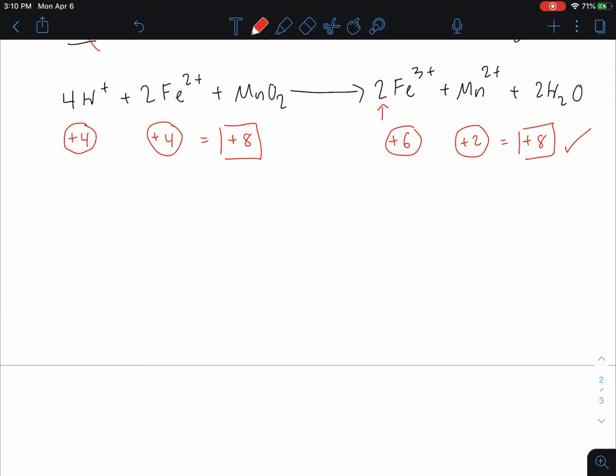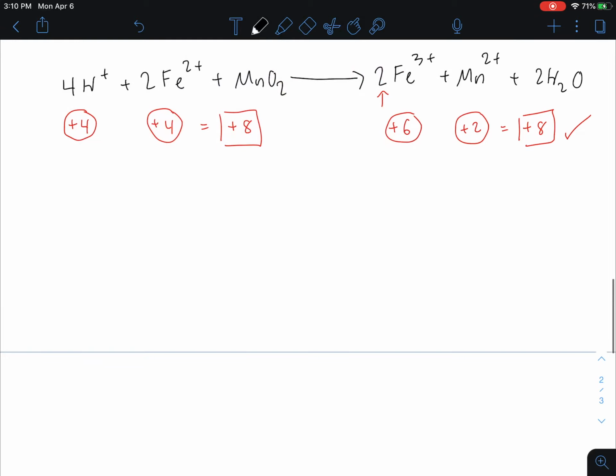Okay, let's do one more example, and then I think that should pretty much cover how to go about doing these balances. Okay, so this time, let's say that I have Cr2O7 2 minus plus copper makes Cr3 plus copper 2 plus.